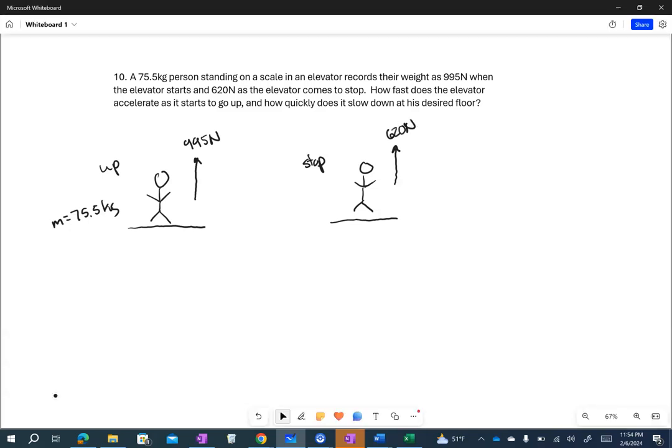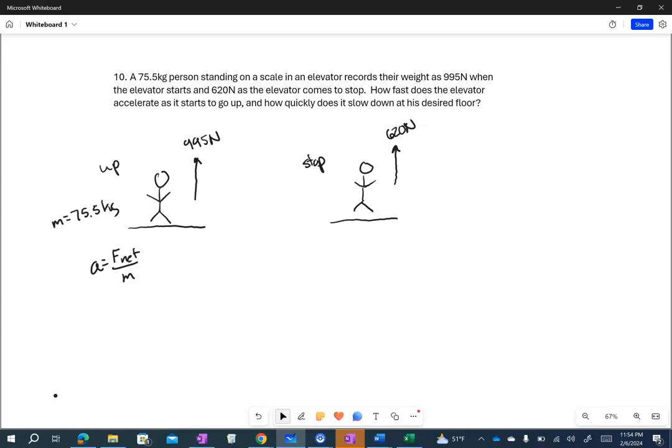So our whole idea is, how fast does the elevator accelerate as it starts to go up, and how quickly is it slowing down at its desired floor? So the idea here again is we want to find acceleration. Well, acceleration equals F net over m.